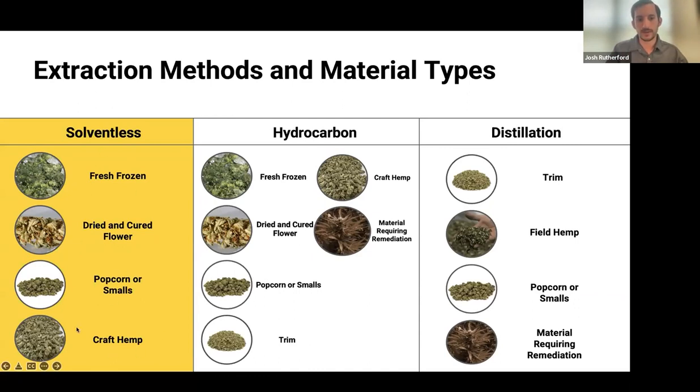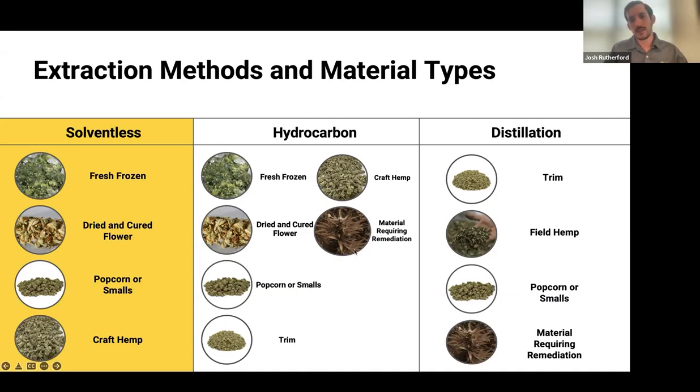When you're dealing with craft hemp or popcorn or smalls, it's not going to be as flavorful. It's not going to be as high yielding, but it's totally a certain biomass that you can use to make solventless extraction, for a lot of the same reasons as in hydrocarbon. When you have your fresh frozen, you're going to create your highest dollar products. Same thing with your dry cured, highest dollar products as well as highest yield. You're going to end up potentially making a little bit more of those dried diamonds, like I was talking about, if you are processing dried and cured flower.